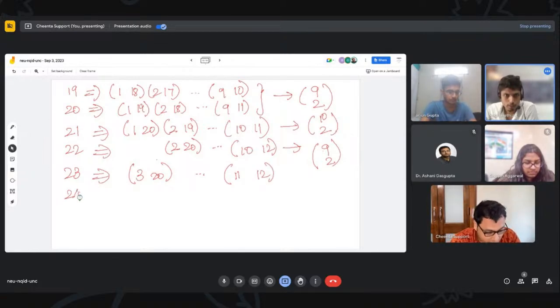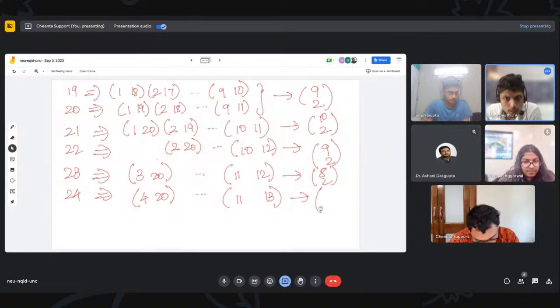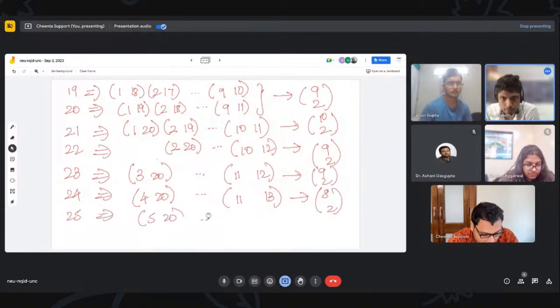And 24 will be 4, 20 till 11, 13. So this corresponds to how many 8 choose 2 pairs? Whereas this corresponds to, oh sorry, this is not 8 choose 2. This should be 9 choose 2 only. This will be 7 plus 1, 8 choose 2. So 25 will be 5, 20 till 11, 12, 13. So this will be 12 minus 4, 8 choose 2.